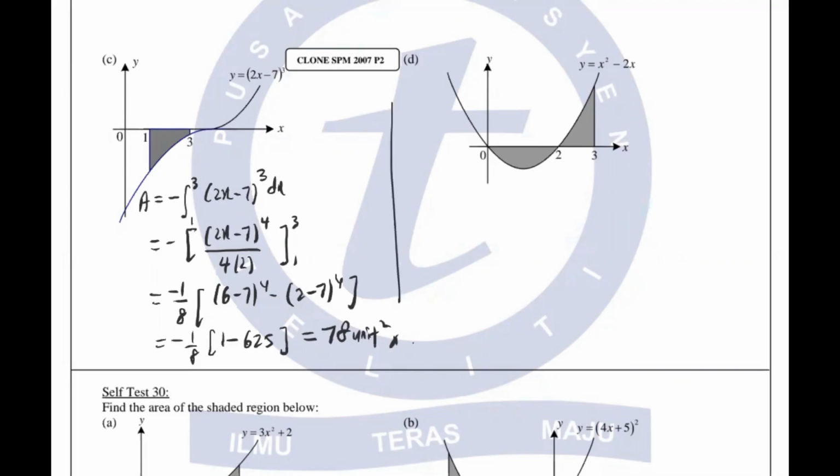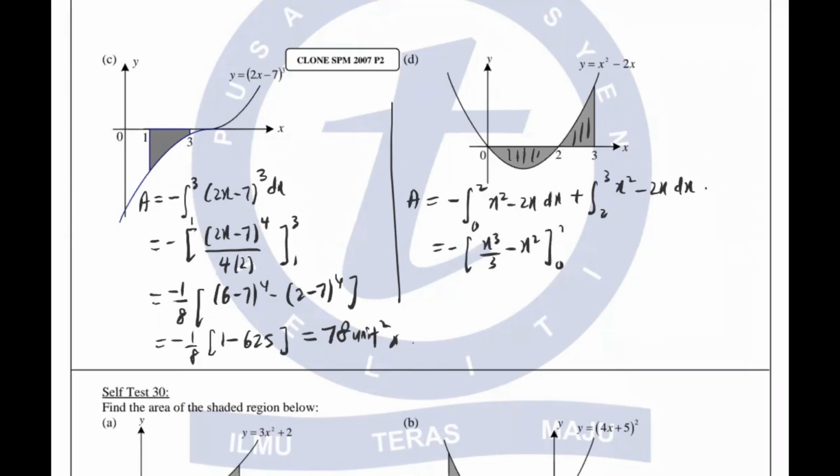But part D, you notice part of the graph is above, part of the graph is below. Remember last week we talked about this. If you're going to integrate, this result is going to be negative, this result is going to be positive. So you have to do it part by part. So this part here is going to be negative, this part here is going to be positive. So this is x to the power 3 over 3, minus x to the power 2, from 0 to 2. This is x to the power 3 over 3, minus x to the power 2, from 2 to 3.